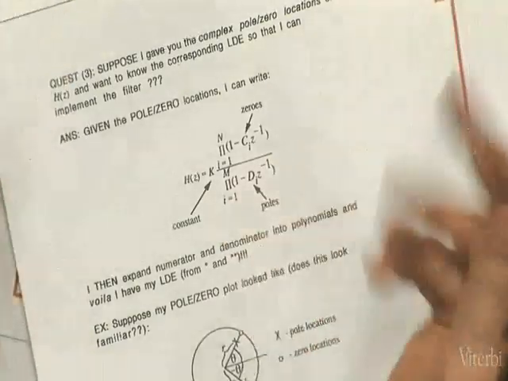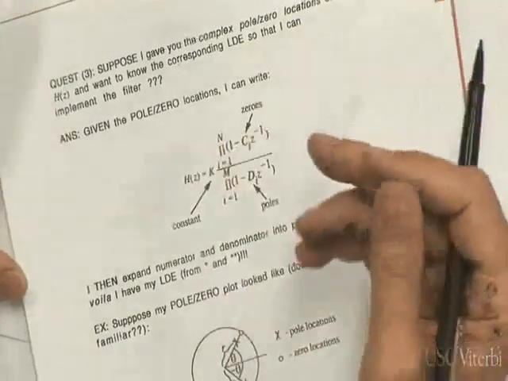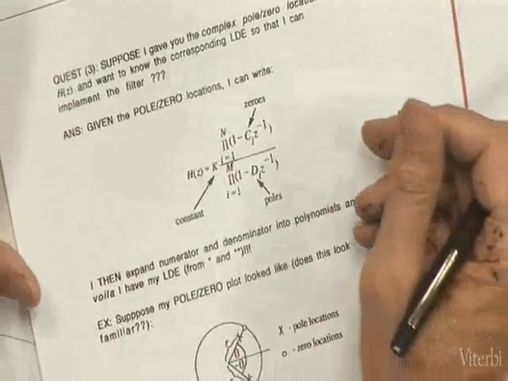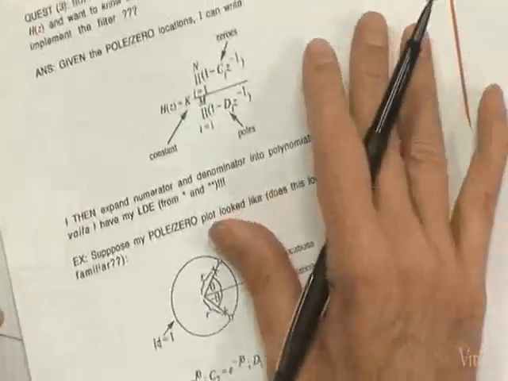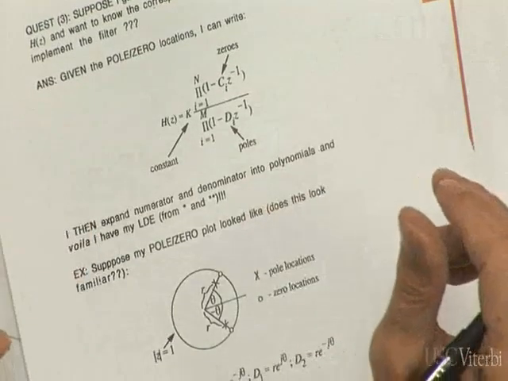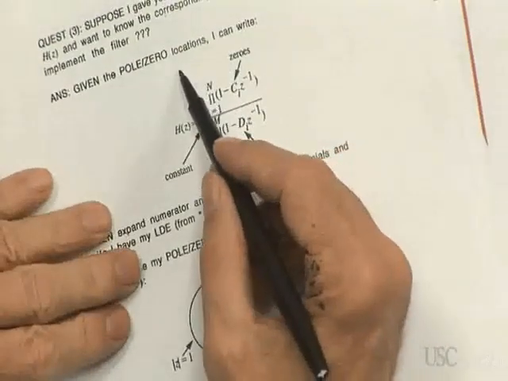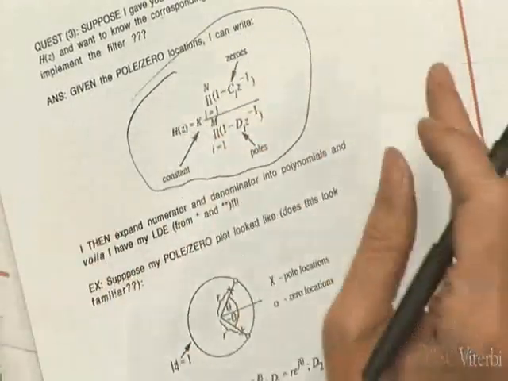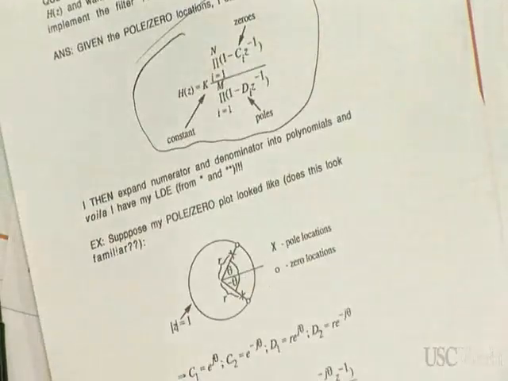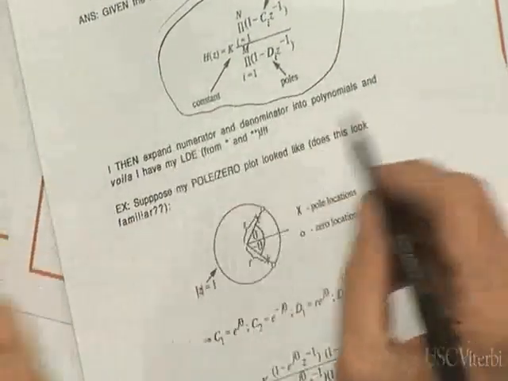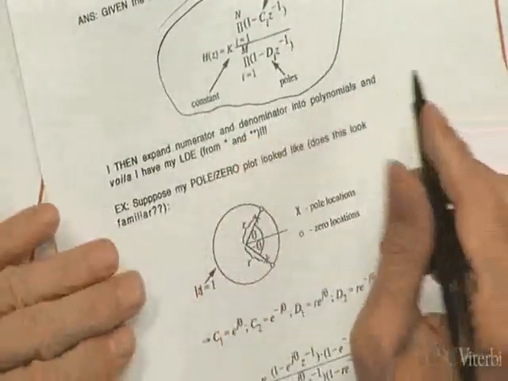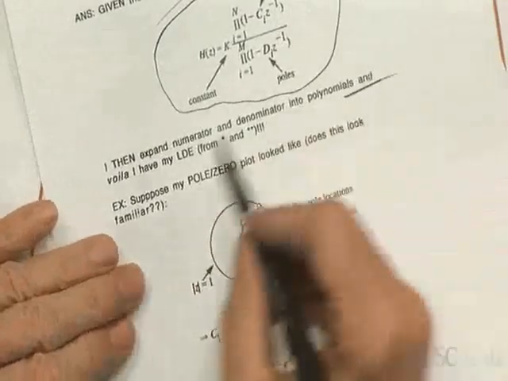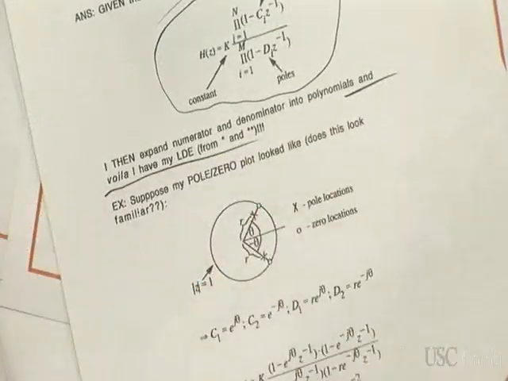Well, depending on what side information you give, you can't necessarily do it uniquely. But if I know the pole and zero locations and I know everything's causal, I can write H of z in terms of its factored form in both the numerator and the denominator. I then expand numerator and denominator into polynomials. Once I've done that, I have my linear difference equation. So I'll go through an example of this.